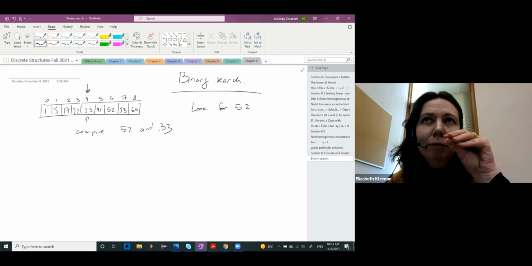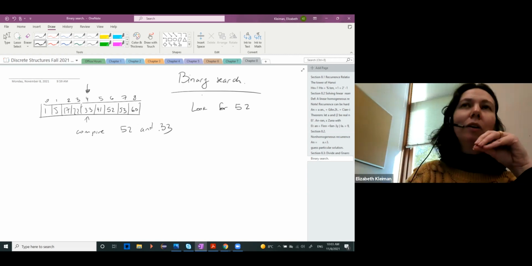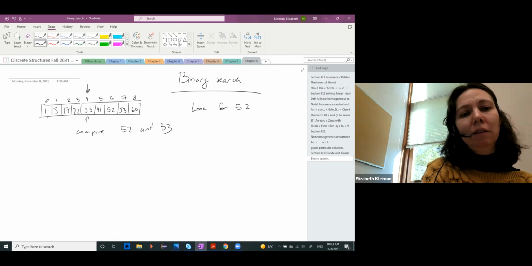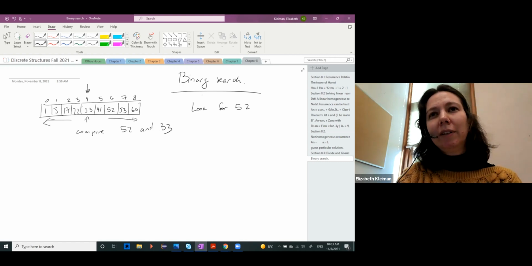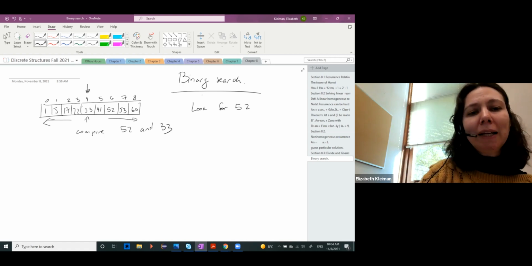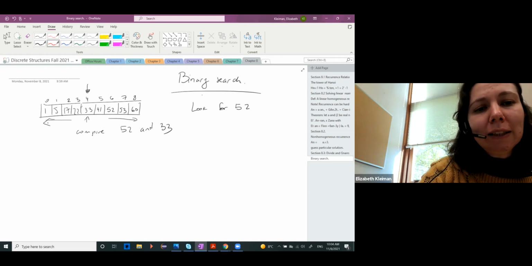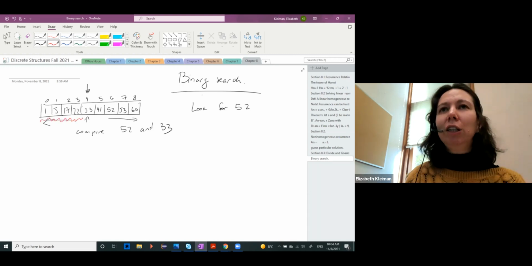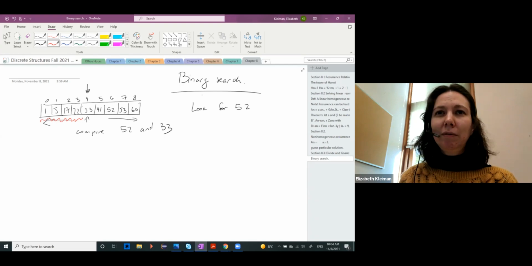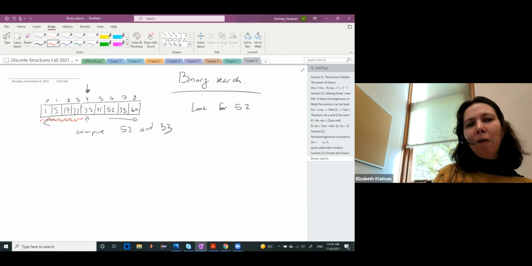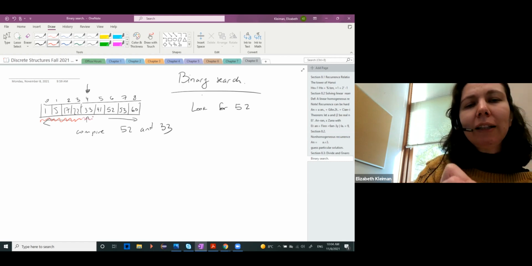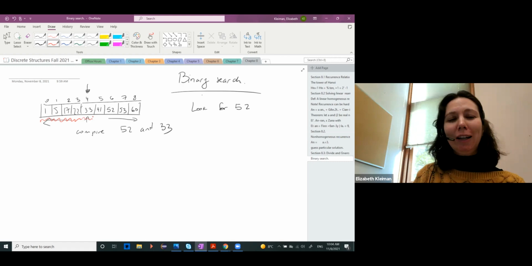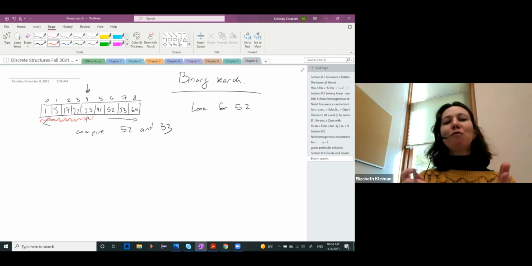So what does it mean? My number 52, if it is in there, is it going to be located on the left side or on the right side? It must be on the right, correct? It cannot be on the left, always right. So that means I literally can eliminate this part. It's not here, correct? I do not need to check here at all. So I already checked these and I don't need to check them anymore. Now I have from 5 to 8.